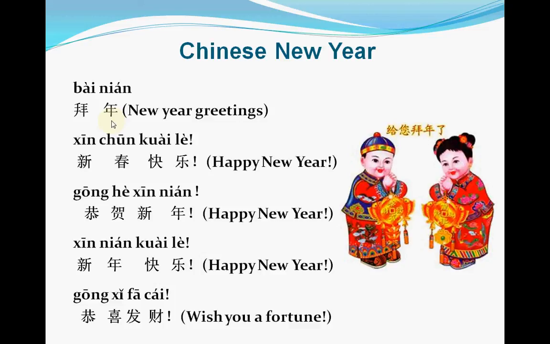Here are some Chinese New Year greetings. The first one is 新春快乐. 新 means new, 春 spring. 快乐 means happy. Happy New Spring is Happy New Year. The next one is 恭贺新年. 恭 means congratulation. 贺 also means congratulations. 新 means new, 年 year. Congratulations, New Year. 新年快乐: New Year, Happy. 恭喜发财: 恭喜 congratulation, 发财 means fortune. I wish you a fortune.